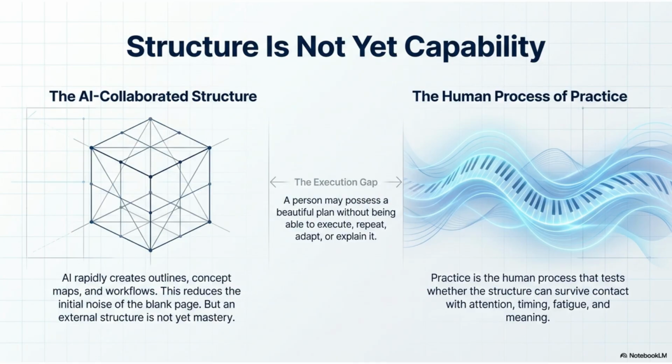A structure is not yet capability. A person may possess a beautiful plan without being able to execute it, repeat it, adapt it, or explain it. That gap is the execution gap. And the only way to close that gap is practice. Practice tests whether the structure can survive contact with human attention, timing, fatigue, and meaning.